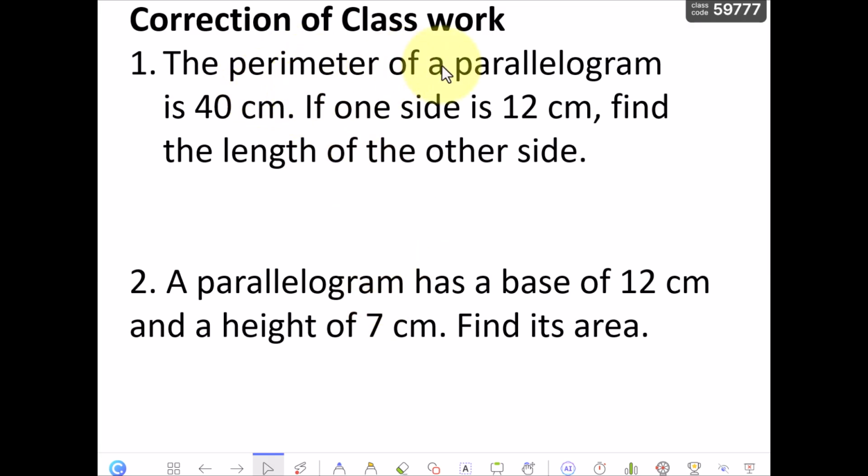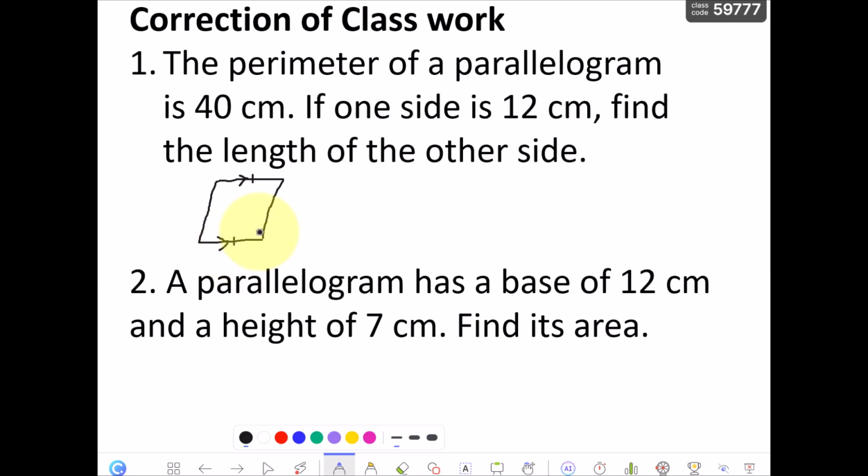It said the perimeter of a parallelogram is 40 centimeter. When you see a question like this, the first thing that should come to your mind is how does the shape of a parallelogram look like? Remember, we have already sketched it. A parallelogram has parallel sides, something like this. You can just make a rough sketch in your note before you solve. The opposite sides, they are parallel and equal.